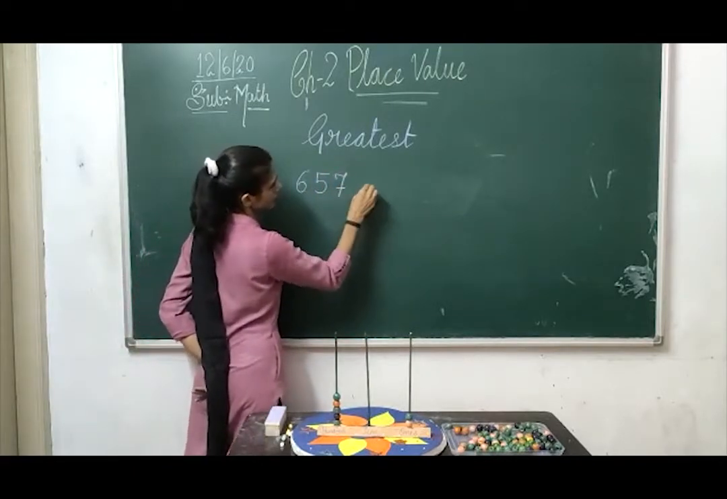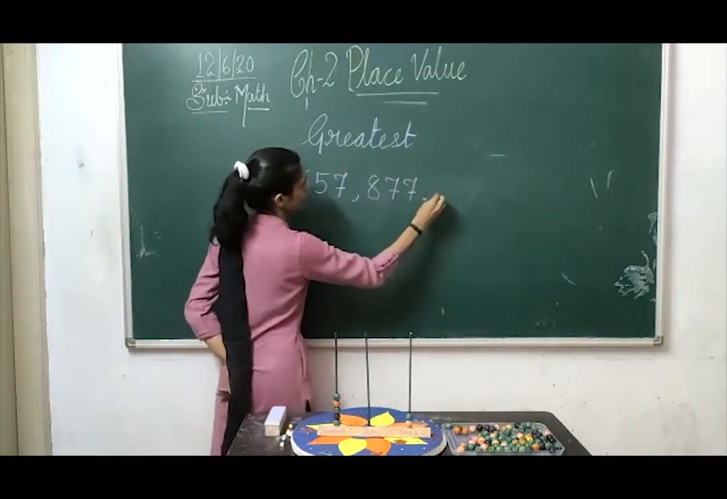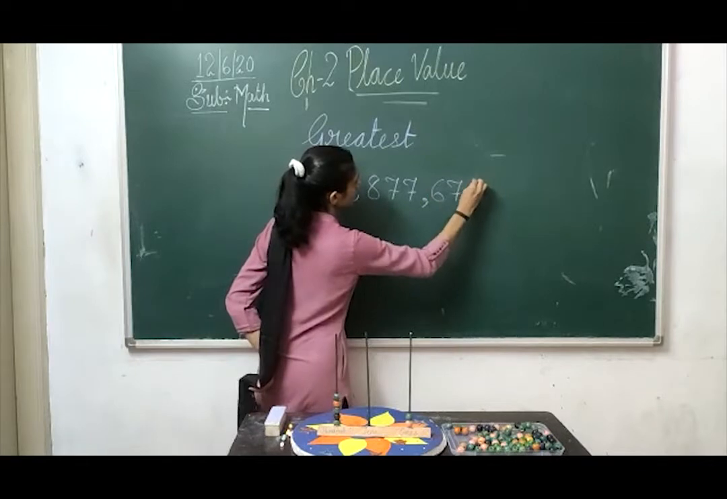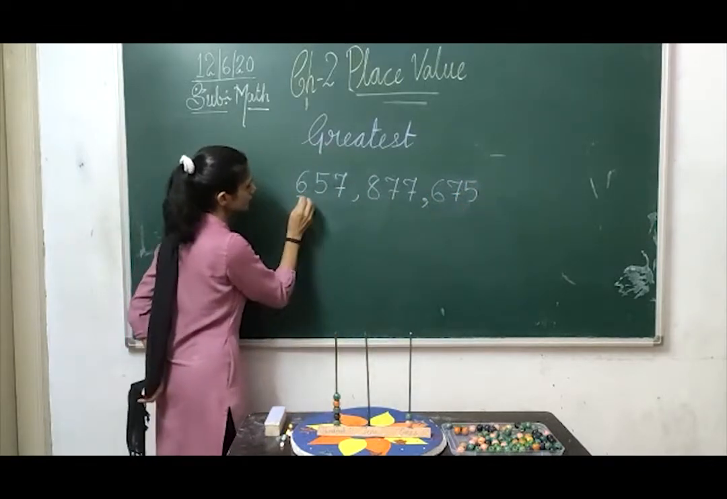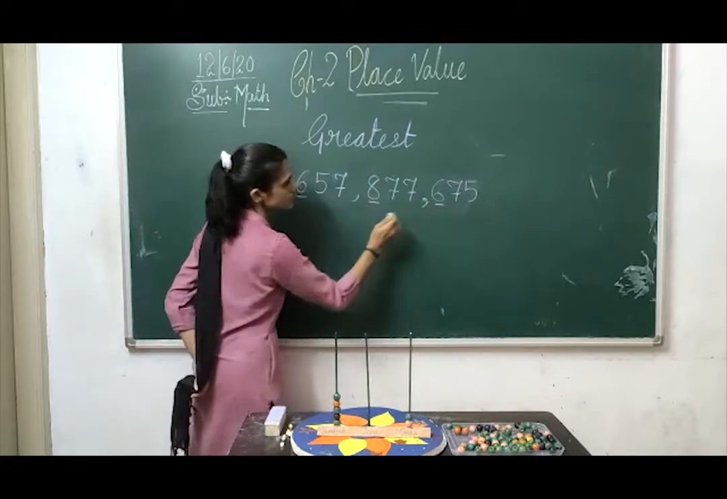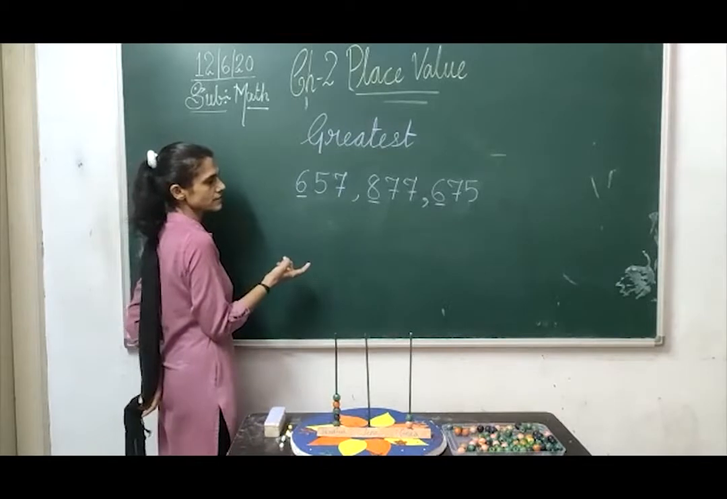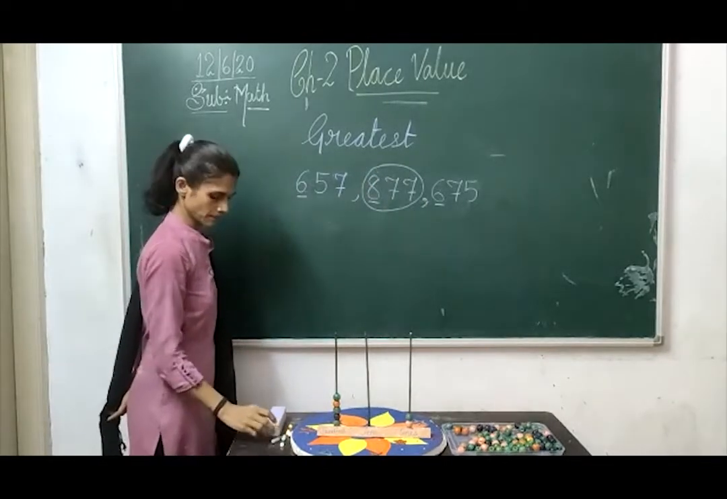657, 877, 675. Okay, now again you have to underline here. In the hundreds place, 6 is over here, here is 8 and here is 6. So which one is greatest? 8 is greatest. So you have to circle the greatest number.